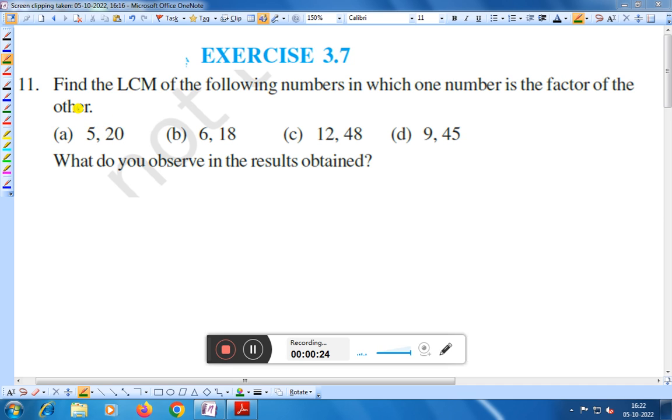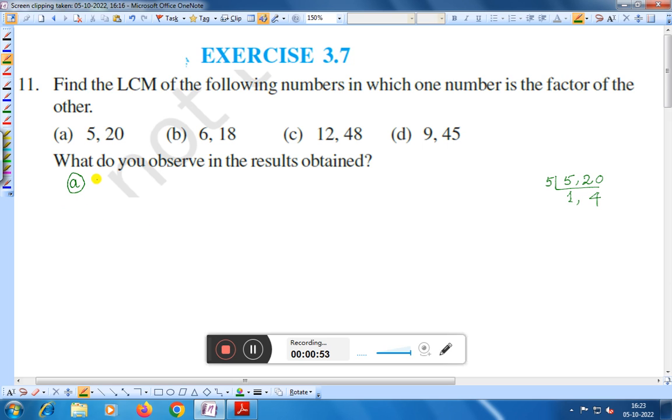First of all, we will find the LCM of the numbers. Right? That is question number A. Now we are finding the LCM of 5 and 20, right? We divide it by 5, that is 5 1 is 5, 5 4 is 20. And this 1 and 4 is only divisible by 1, therefore we got the LCM.